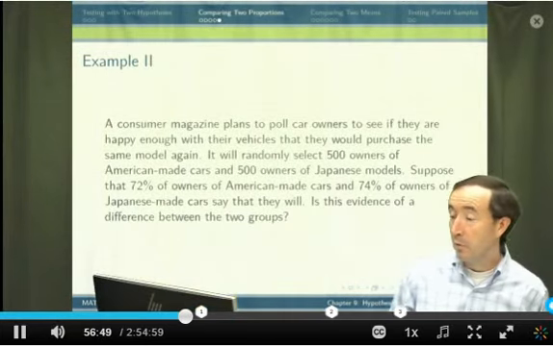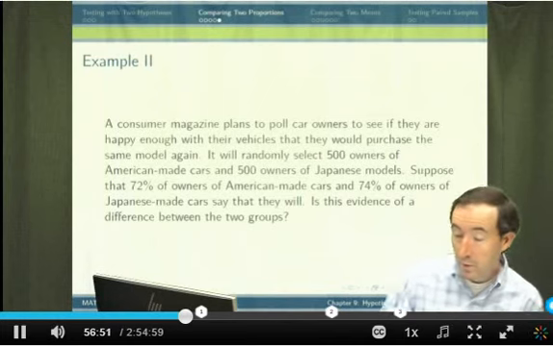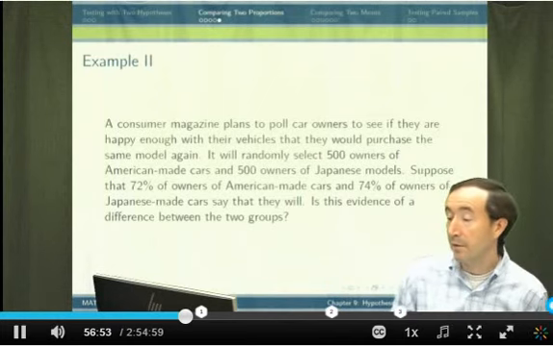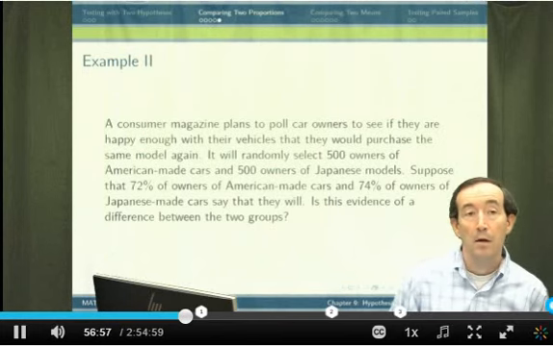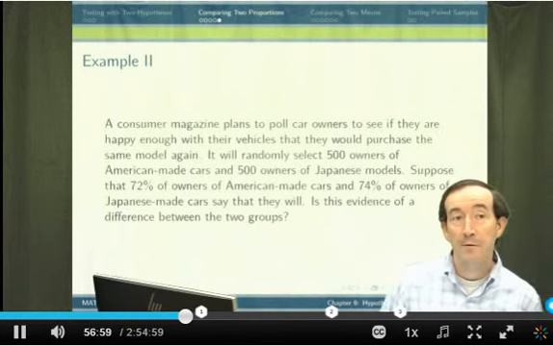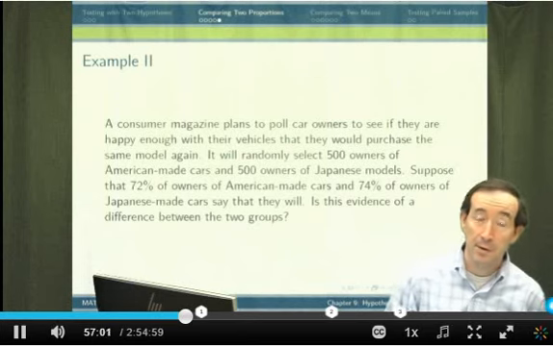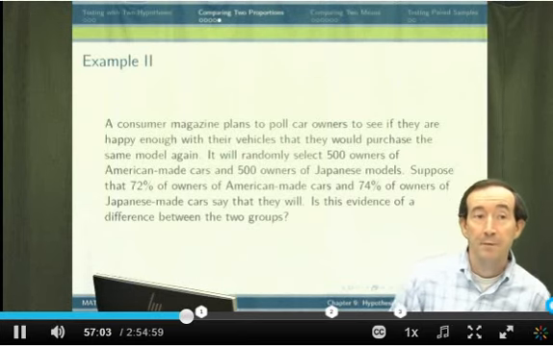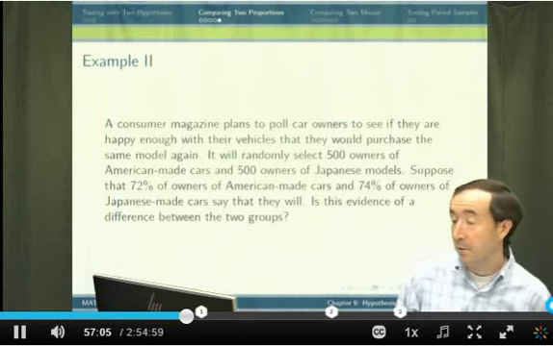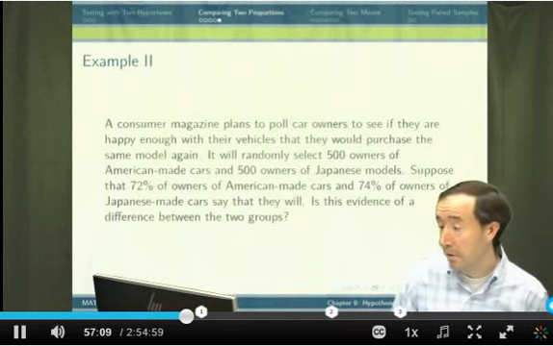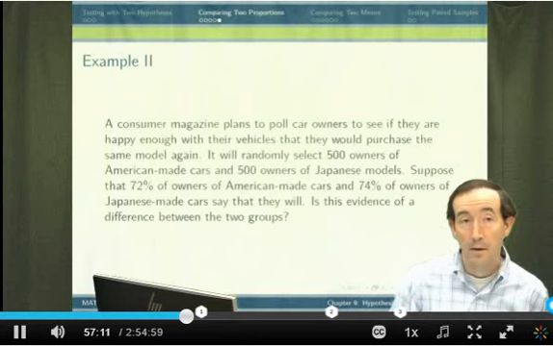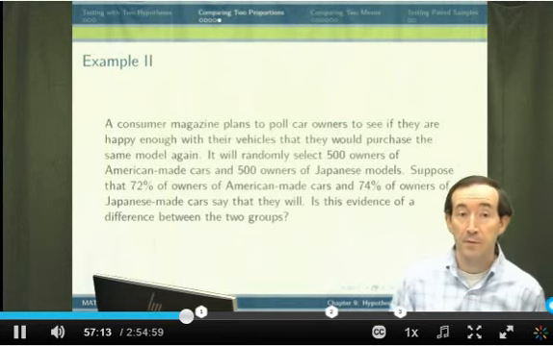Suppose a consumer magazine polls car owners and wants to see if they're happy enough with their vehicles that they'll purchase the same model again. So they randomly select 500 owners of American-made cars and 500 owners of Japanese models. And suppose they find that 72% of the owners of American-made cars and 74% of the owners of Japanese-made cars say that they will. Is this evidence of a difference between the two groups?